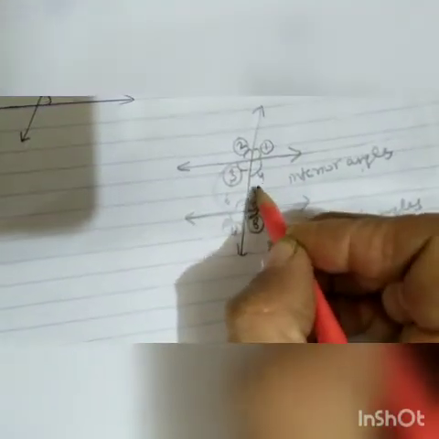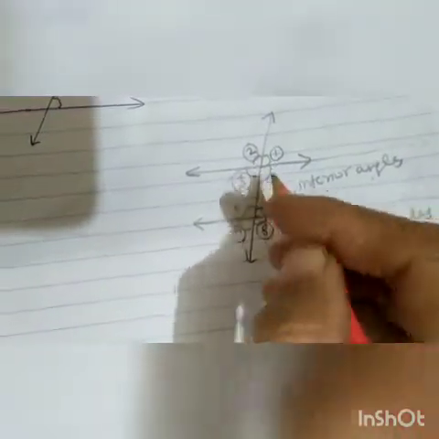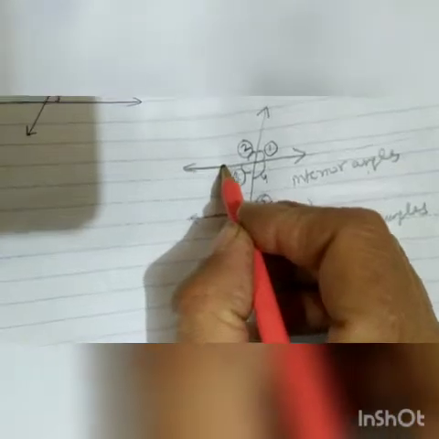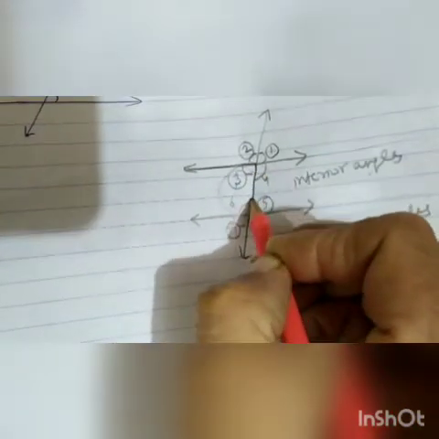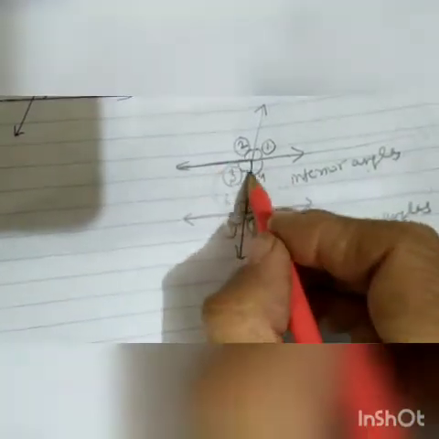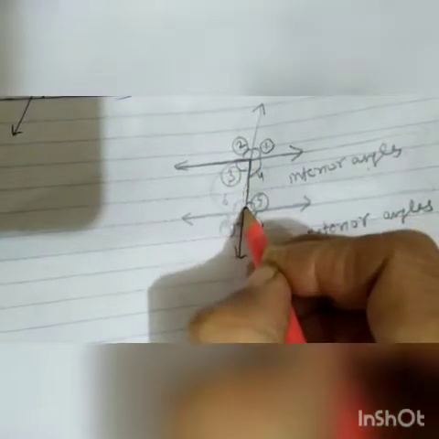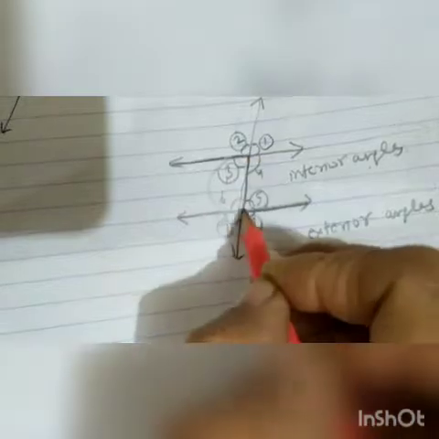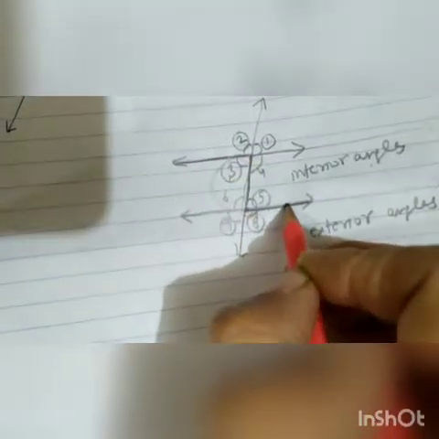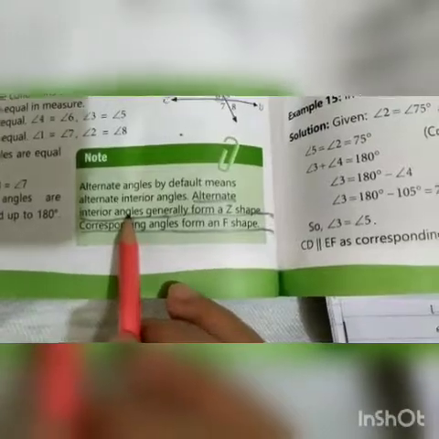Students, see angle 3 and 5. These two angles are alternate interior angles and they are forming like this. This is angle 3 and when we take this line and this line, this is angle 5. Which shape is formed? It is Z shaped. So alternate interior angles are formed in Z shape. See here it is written also, alternate interior angles generally form a Z shape.